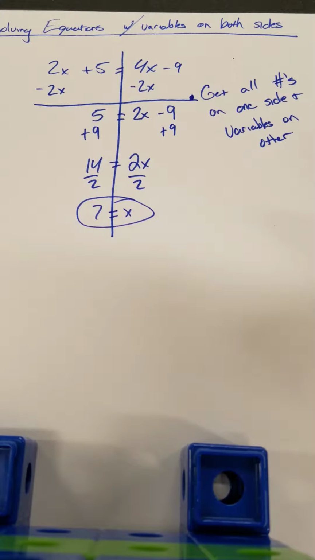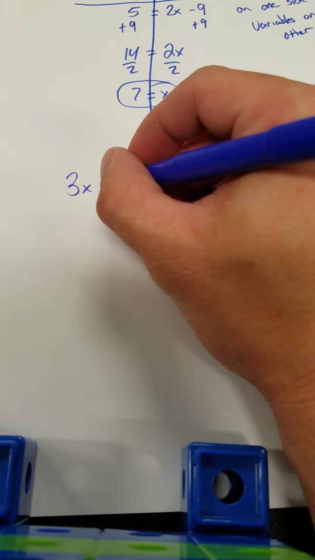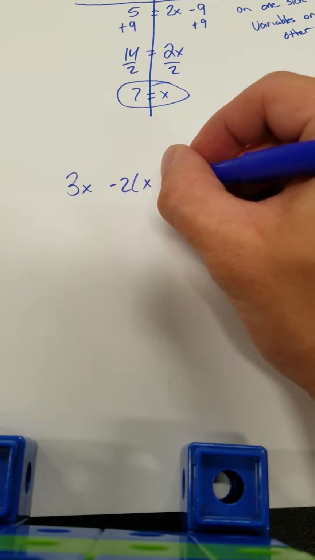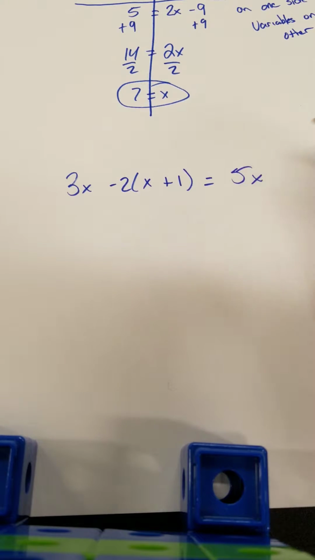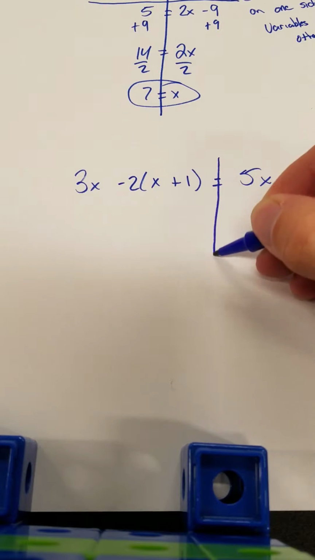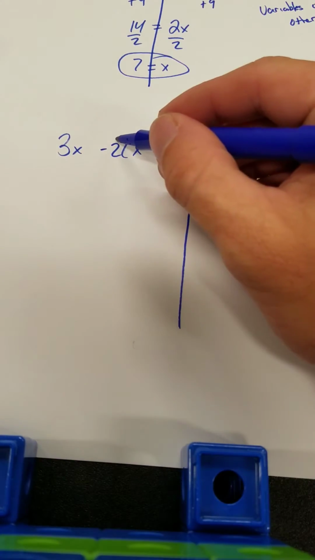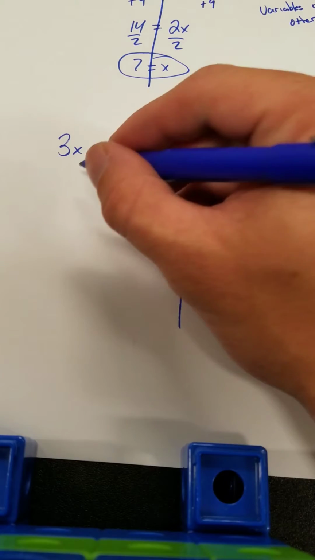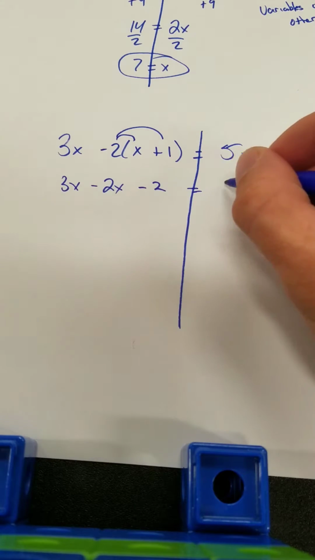Sometimes you might have to combine like terms first. So your equation might look like this. Let's throw a little pizzazz in there. Let's say that's my equation. Draw your line down the middle. First of all, let's simplify each side first. That means I need to distribute the negative 2. So I have 3x minus 2x, negative 2 and 1 make negative 2, equals 5x plus 3.